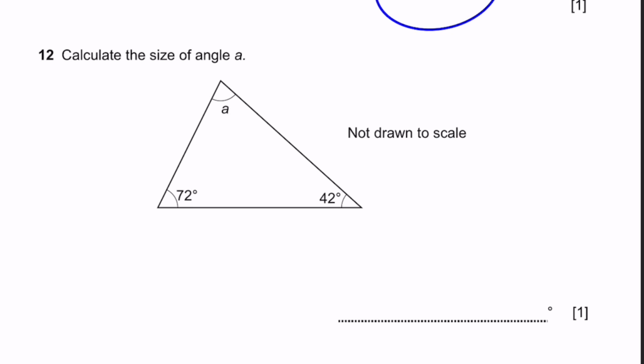Question 12. Calculate the size of angle A. So the sum will be 180 degrees. So subtract the two angles. That'll be 180 minus 114, which is equal to 66 degrees.